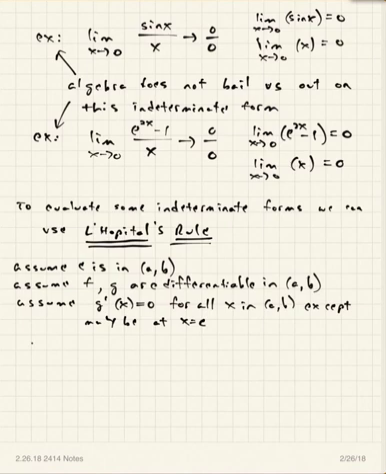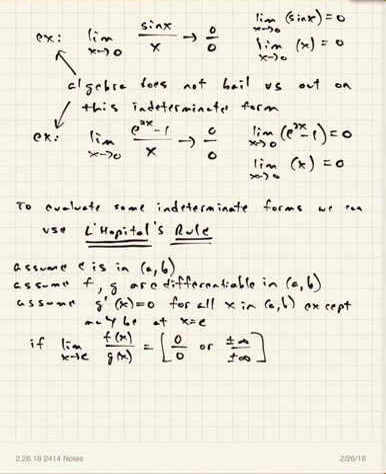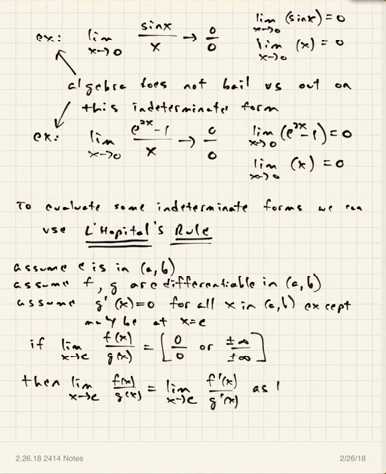And then what you have is this rule right here. If the limit as x approaches c, right, that's where we're taking the limit, of the quotient f of x divided by g of x is equal to 0 over 0 or positive or negative infinity over positive or negative infinity, right, it's equal to one of those two indeterminate forms, then, and here's finally the punchline, the limit as x approaches c of f of x divided by g of x is equal to the limit as x approaches c of f prime of x divided by g prime of x, as long as this limit exists.